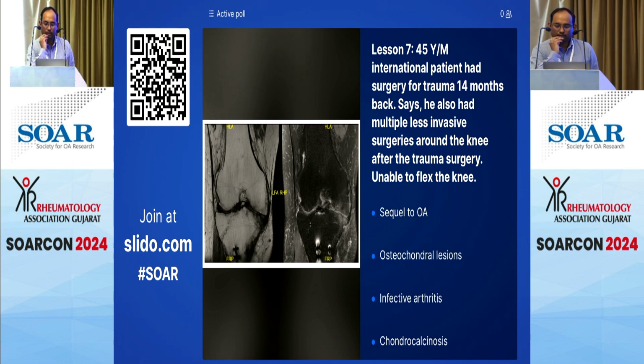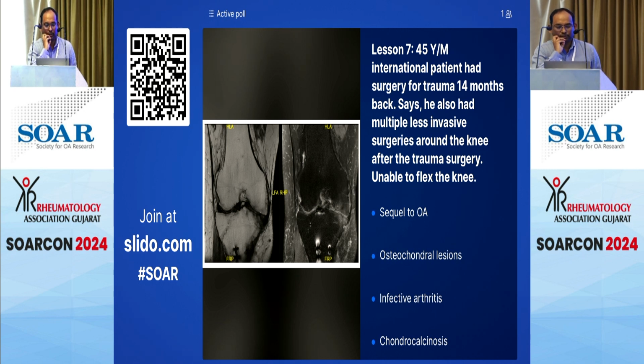A 45-year-old male, young, an international patient who came to us with a history of surgery for trauma some 14-15 months back. He was not very well aware why multiple other interventions were also done in the knee joint, and there were no clinical records available with the patient. This patient came with fixed extension deformity. The patient was unable to flex the knee properly.